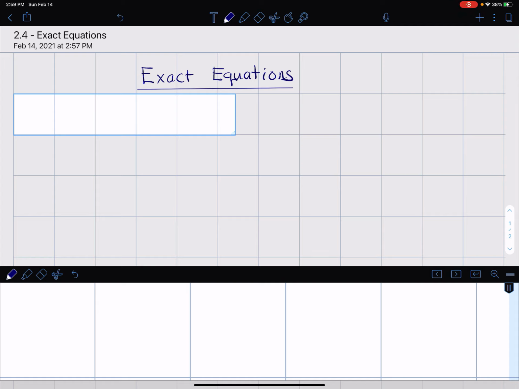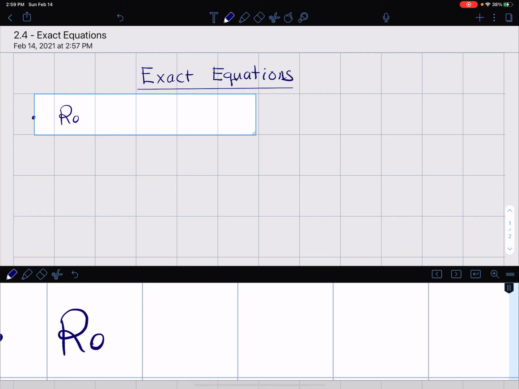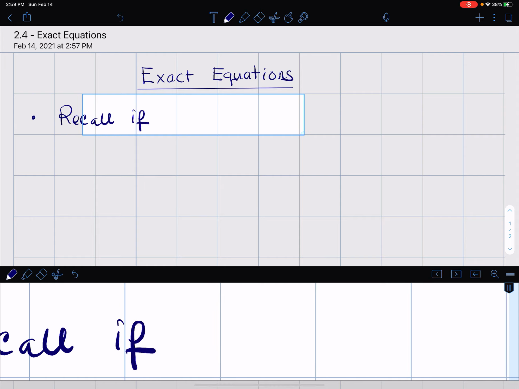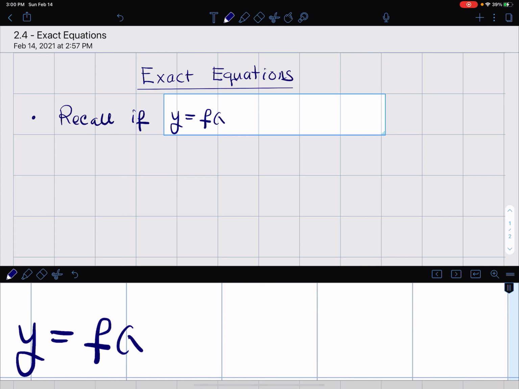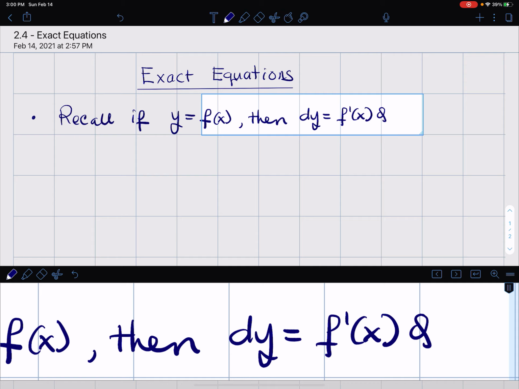In this video, we're going to learn how to solve exact equations. Before we define what an exact equation is, let's look at something we learned in Calc 1 and Calc 3. So recall that if y is a function of x, then dy is equal to f prime of x dx.